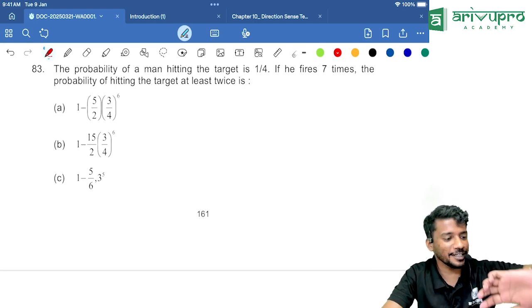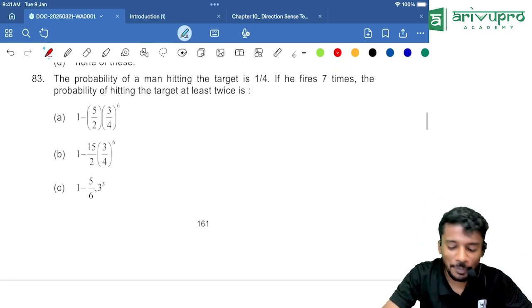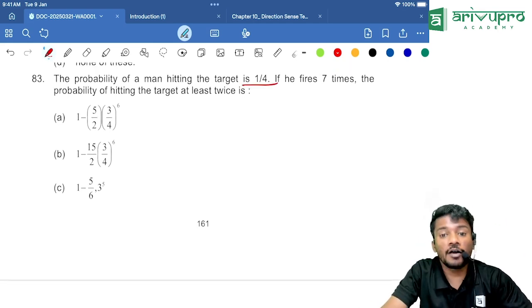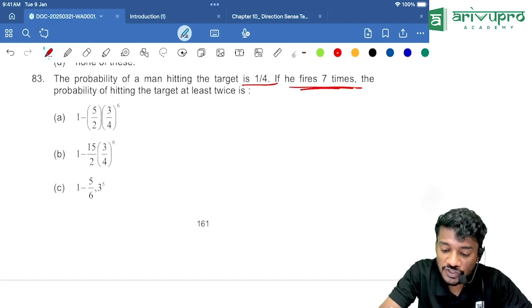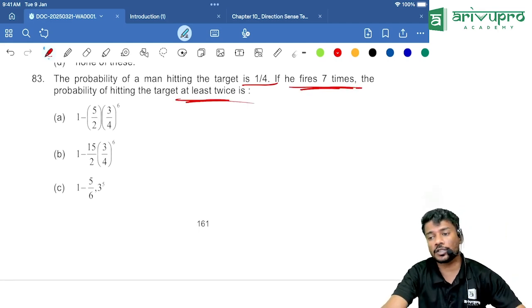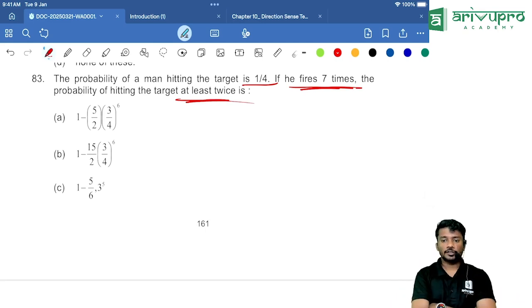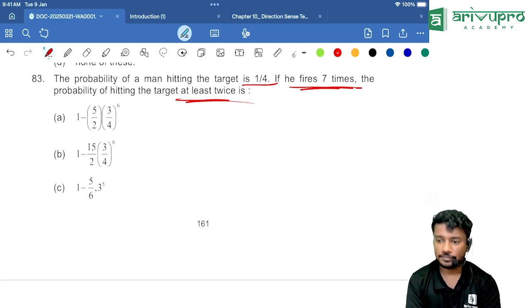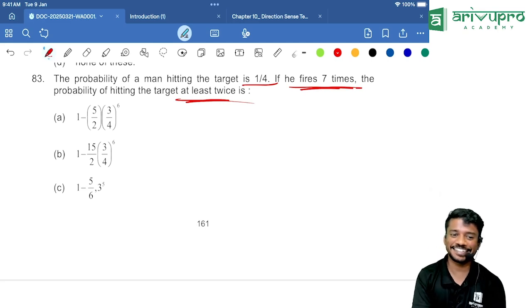I'm again going for the last. The probability of a man hitting a target is 1 by 4. If he fires 7 times, the probability of hitting the target at least twice is what? How will you solve it? First option, sir? Yes. Okay, fine.